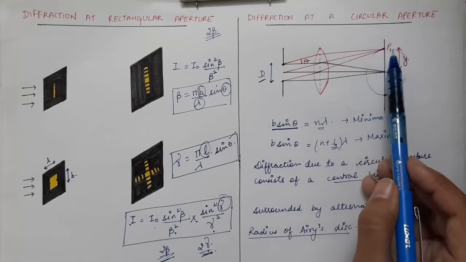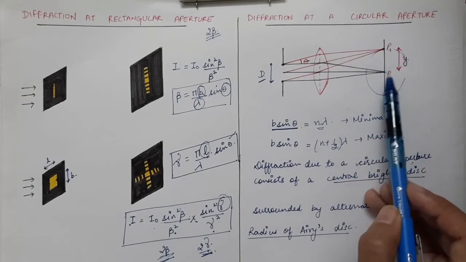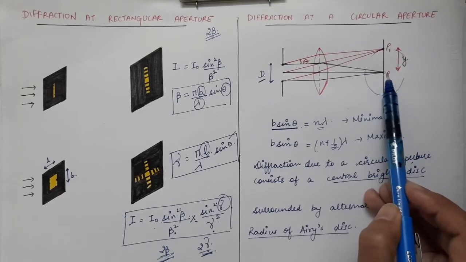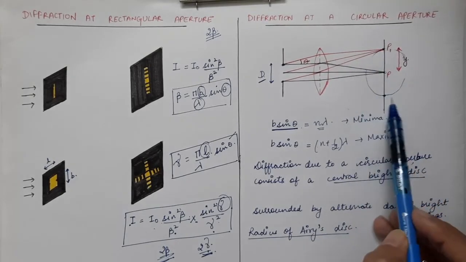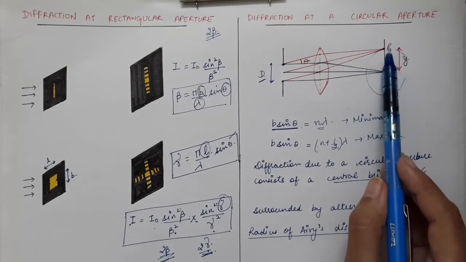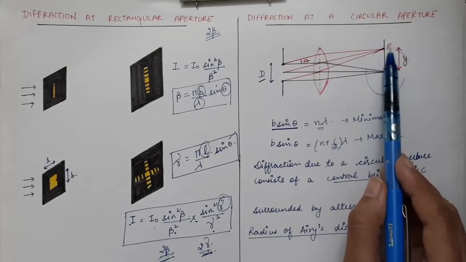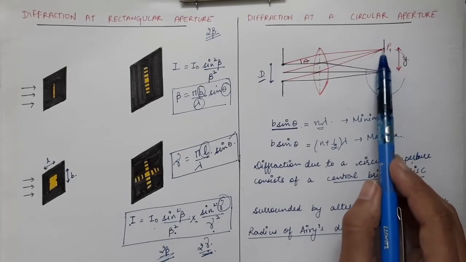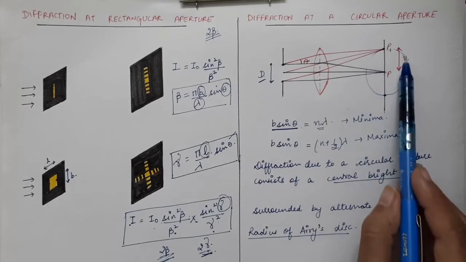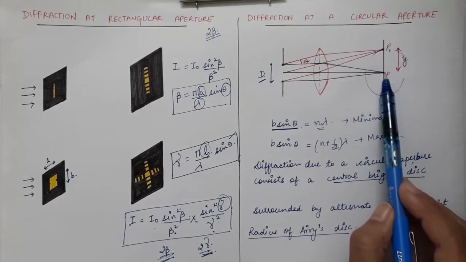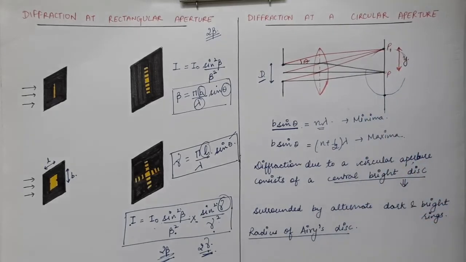So all the points which are at a distance of y from the central maximum will have zero intensity if P1 is the minima point. If P1 is the minima point, then at all the points on the screen which are at a distance of y from the central point, minima will be obtained.